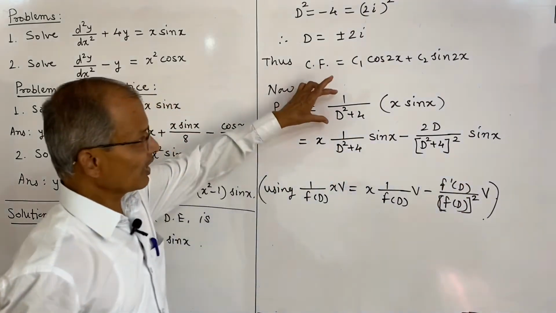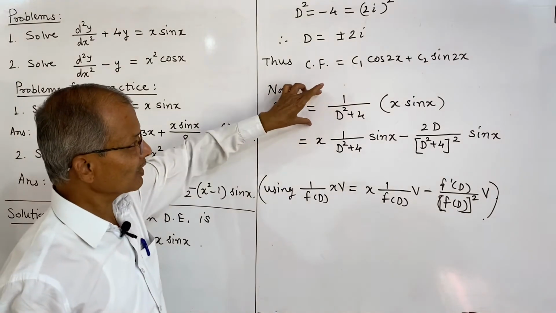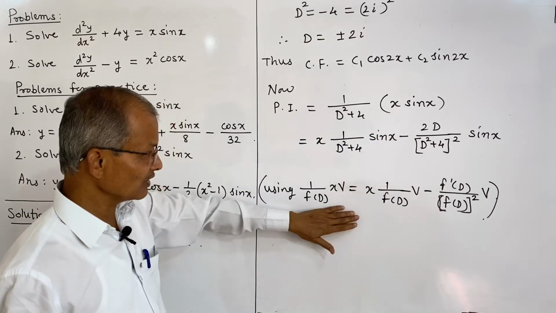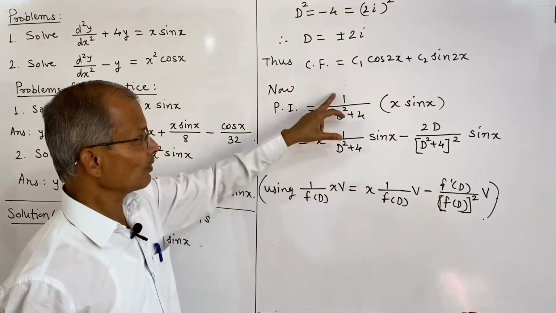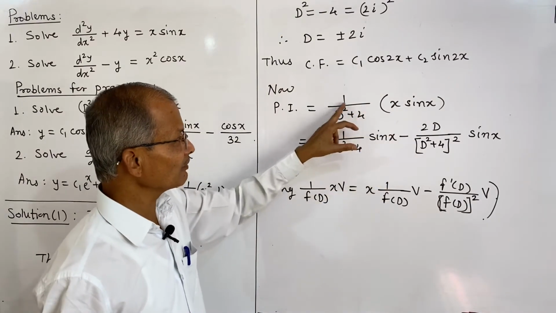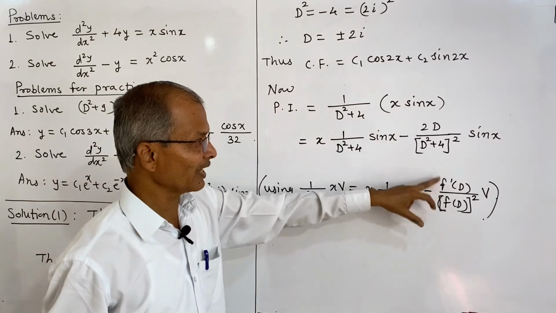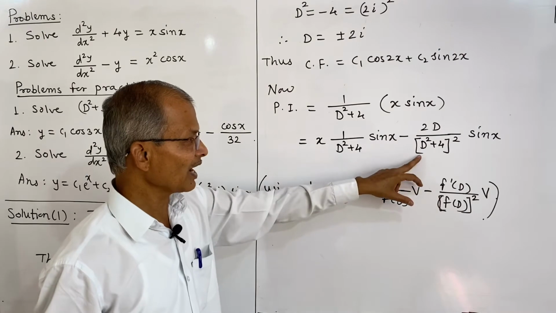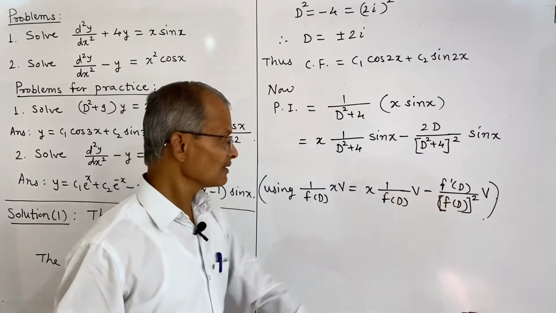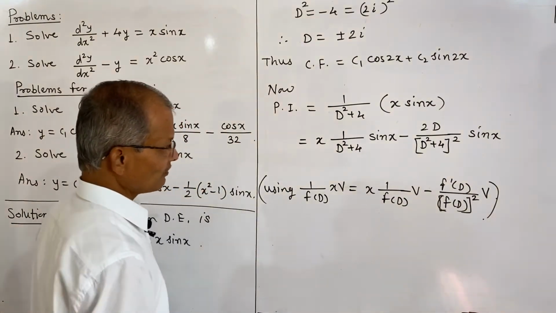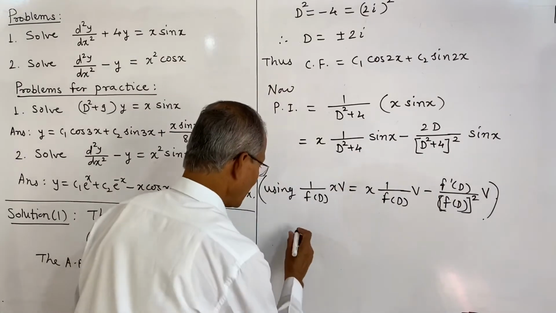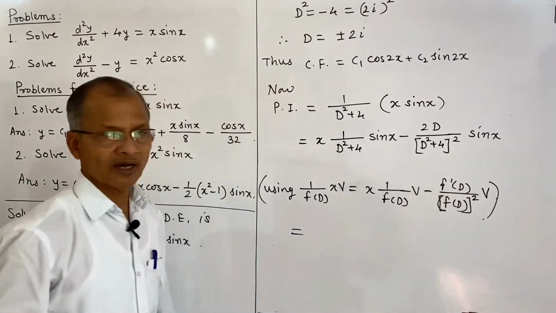Thus we have written the particular integral in this form: 1 upon d square plus 4 operated on x sin x. Using the formula, it is first x times 1 upon d square plus 4 operated on sin x, since v is sin x, minus the derivative f dash d, which is 2d, divided by the square of f of d, that is the square of d square plus 4, operated on sin x. We should use the formula correctly by comparison. V is sin x, and further it is to be evaluated using the earlier formula.